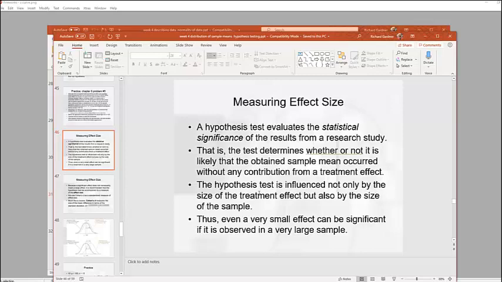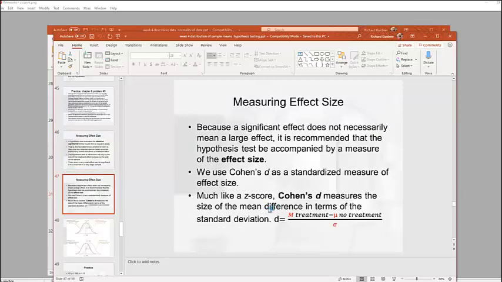The hypothesis test is influenced not only by the size of the treatment effect, which is effect size, but also the size of the sample. Thus, even a very small effect can be significant if it is observed in a very large sample. Because a significant effect does not necessarily mean a large effect, it is recommended that the hypothesis test be accompanied by measures of the effect size.